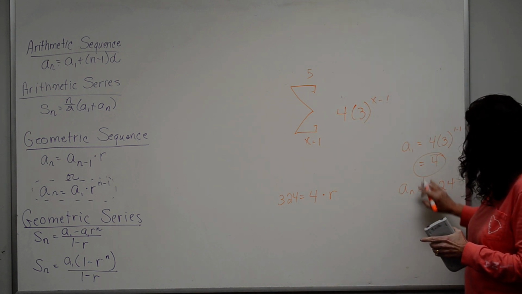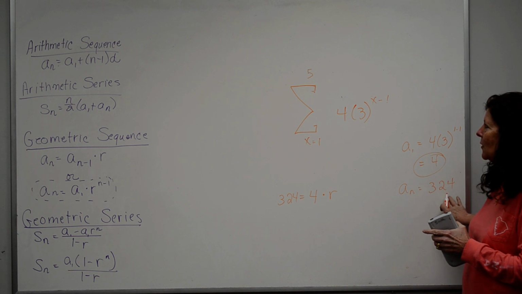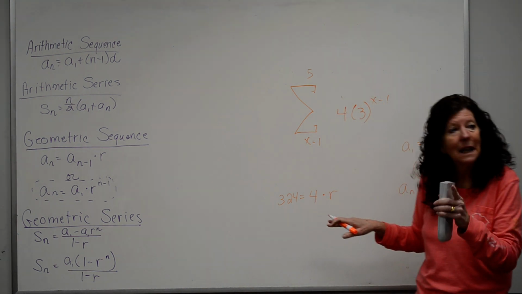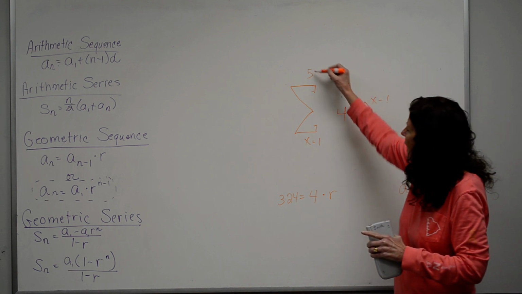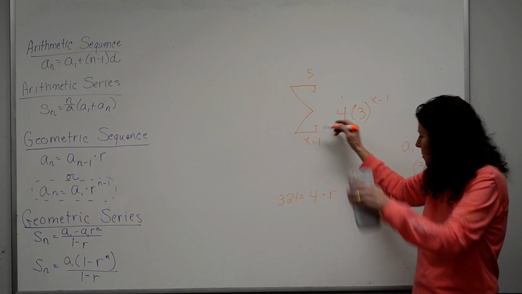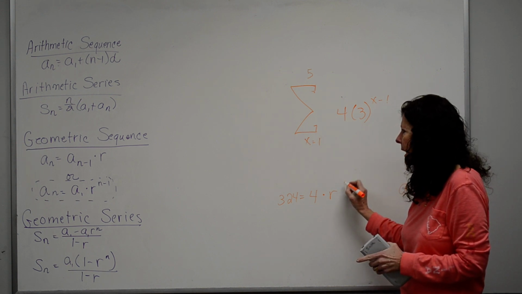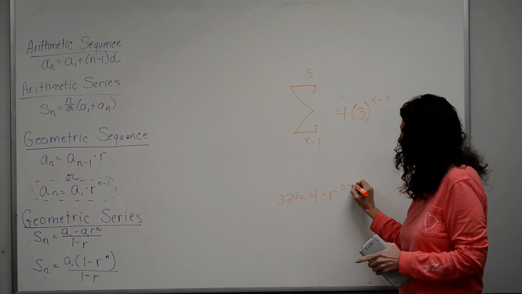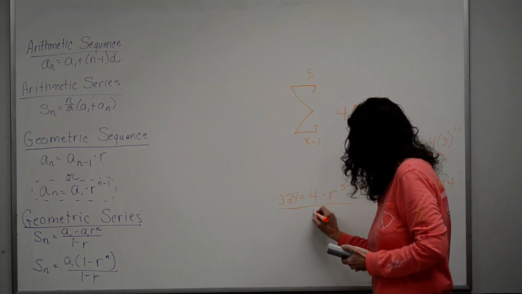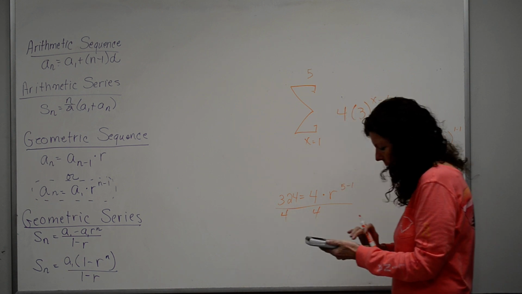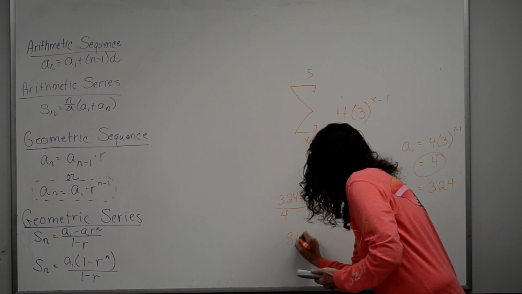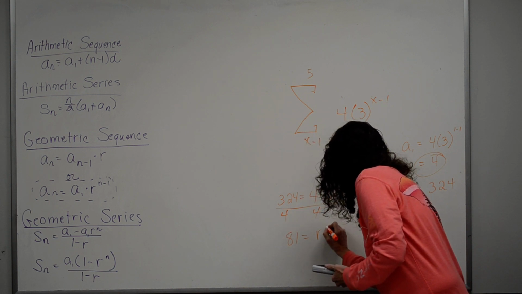So basically my last number is 324, once I plug the 5 in. To come back here and find how many numbers I used, I do 5 minus 1 is 4, plus 1, just like I did on last night's homework. So this is going to be 5 minus 1, or 4. So I'm going to divide by 4. So I have 324 divided by 4. So I have 81 is equal to r to the 4th power.